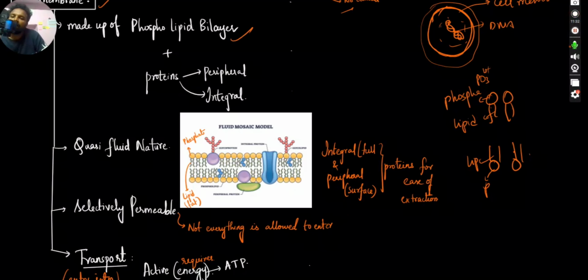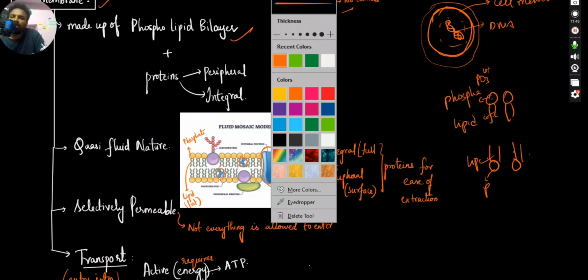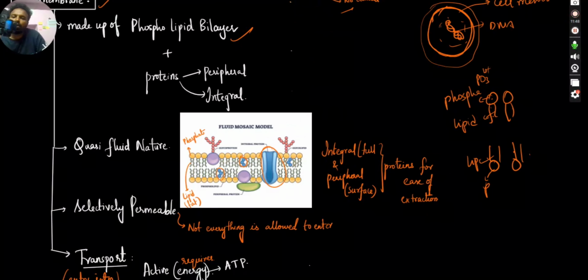So how will the cell membrane be? Cell membrane will be of phospholipid bilayer, right? And we'll be having some proteins. These proteins are of two types: peripheral protein and integral protein. These are integral proteins. They are completely integrated into the cell membrane.